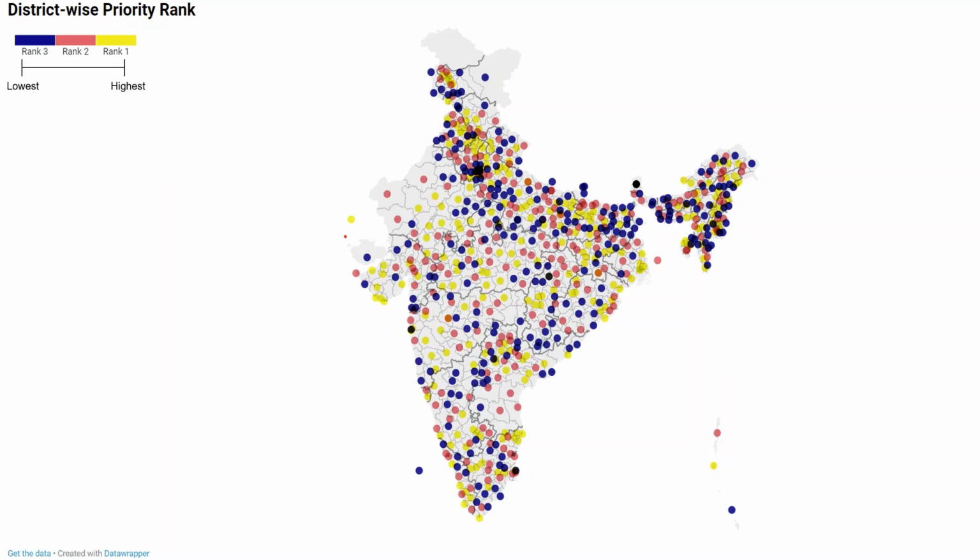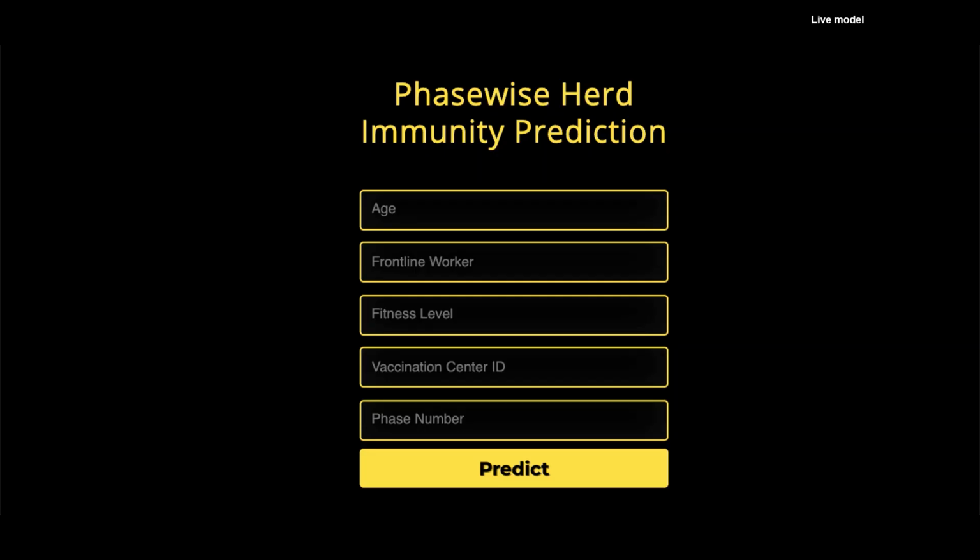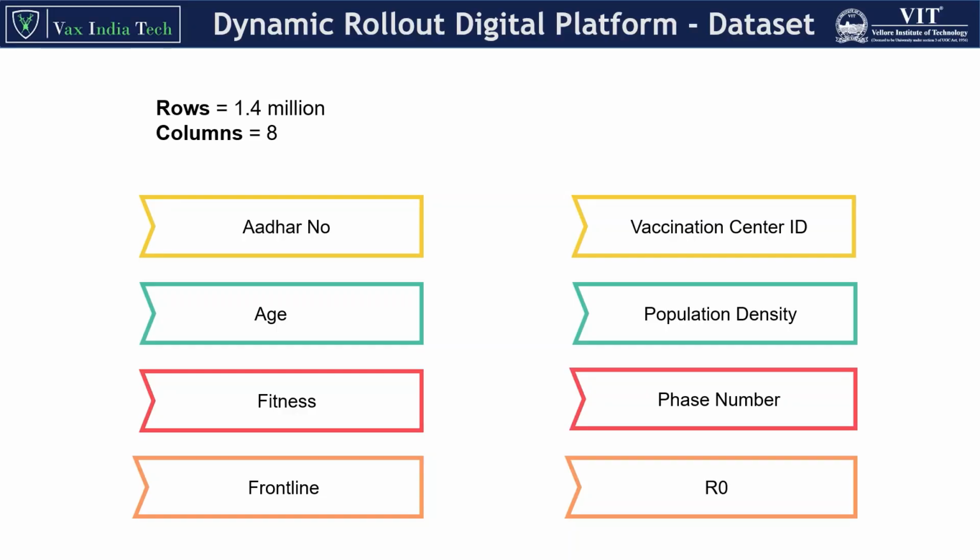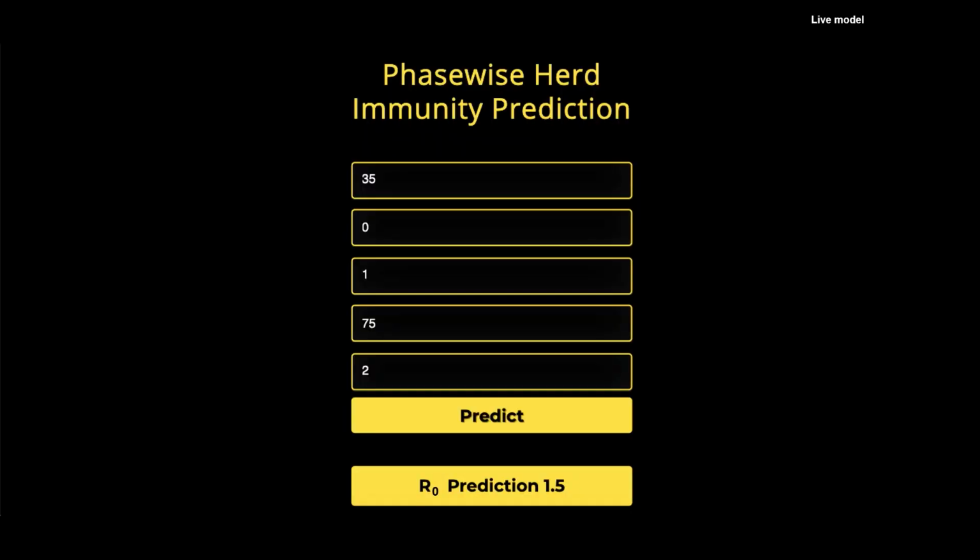Here we recognize the need to use an AI algorithm which will decide dynamic rollout methods to achieve herd immunity faster in India. Based on the predicted R0 value, we'll use the mathematical formula to derive herd immunity. We studied different biological reports and past history of Indians to create a dataset with 1.4 million values to synthetically simulate the 1.4 billion population of India. This dataset has 8 attributes as shown here. In this example, the R0 value for the given inputs is predicted as 1.5.